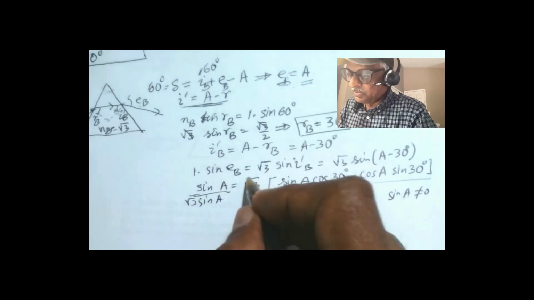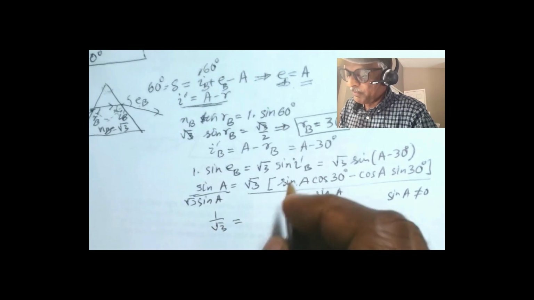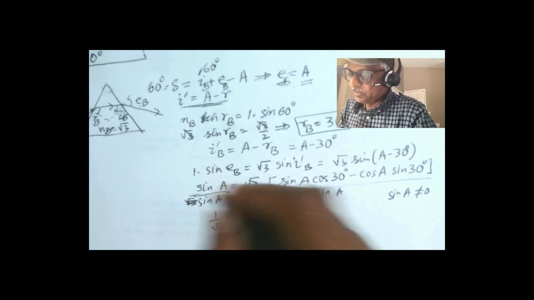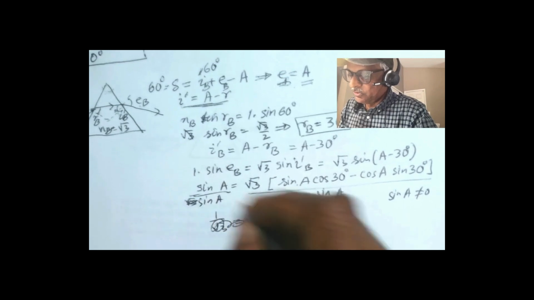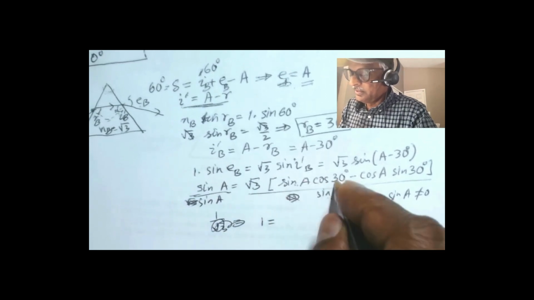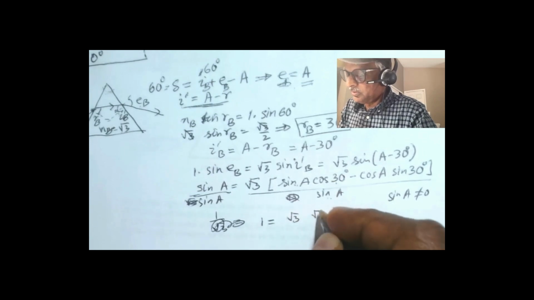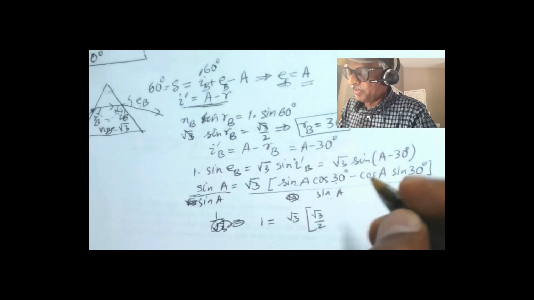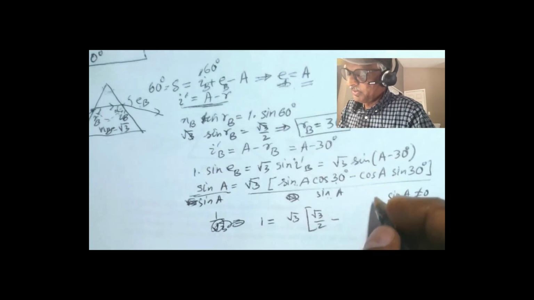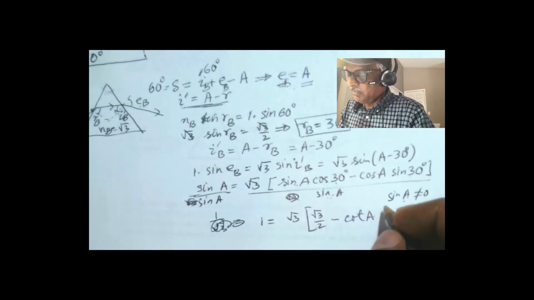So we can get rid of this one here. So we have a 1 over square root of 3. I'll just leave the square root of 3 alone, so this 1 equals to, this cancels that. Cosine 30 is square root of 3 over 2, and then you have this cotangent A, sine 30, we just had a half, right?